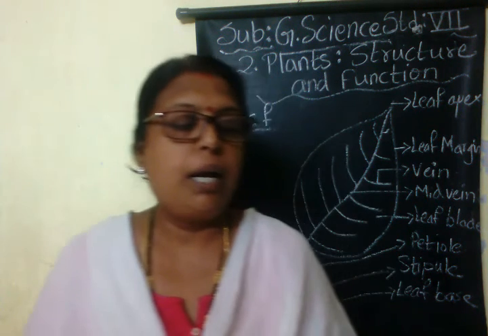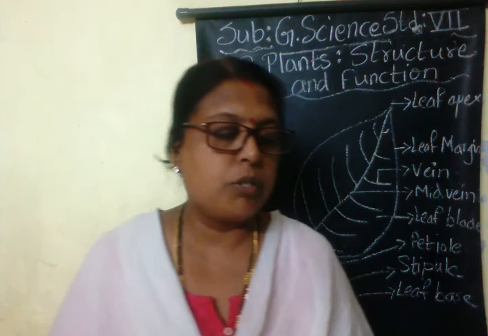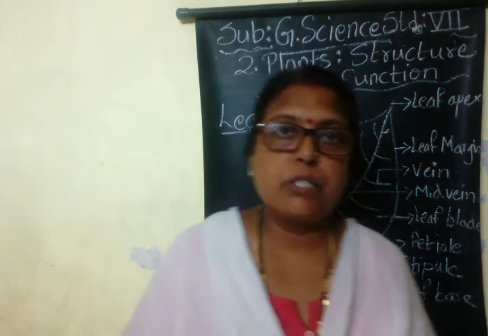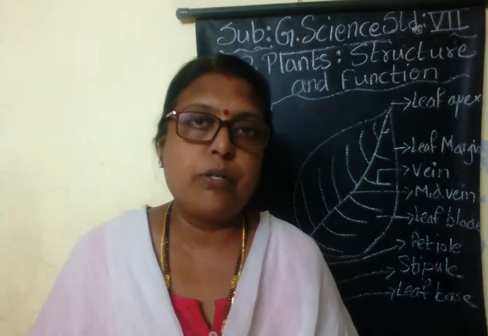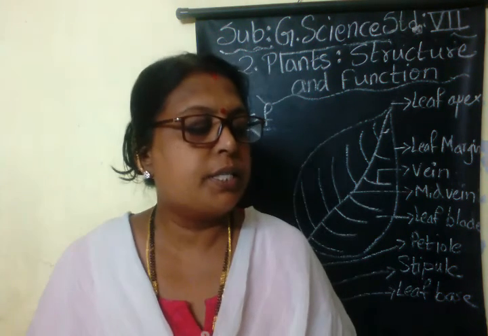Calyx, corolla, androecium, gynoecium are different parts of a flower. These are very important parts of flower: calyx, corolla, androecium and gynoecium. Now let us see what is calyx.